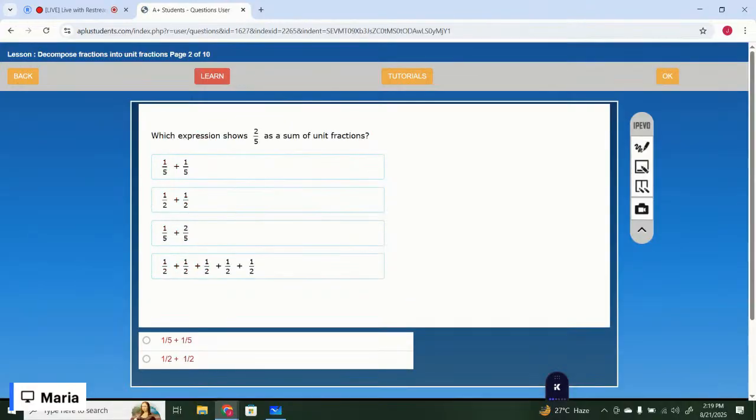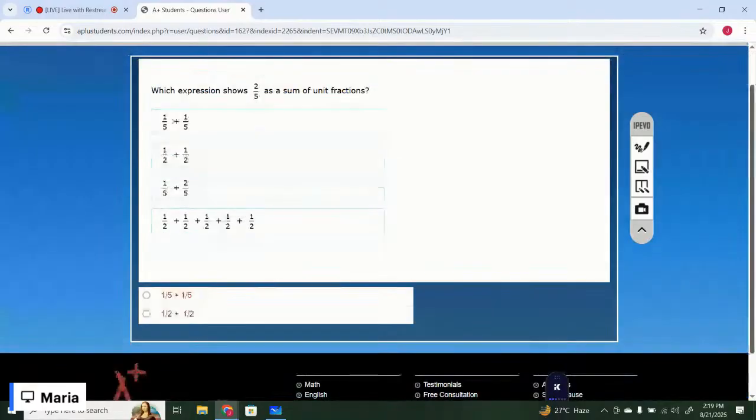Okay, which expression shows 2/5 as a sum of unit fractions? So, which is the correct option? 2 by 5, right? You can break down 2 as 1 plus 1. So, option number 1 is the correct option. That is 1 by 5 plus 1 by 5.